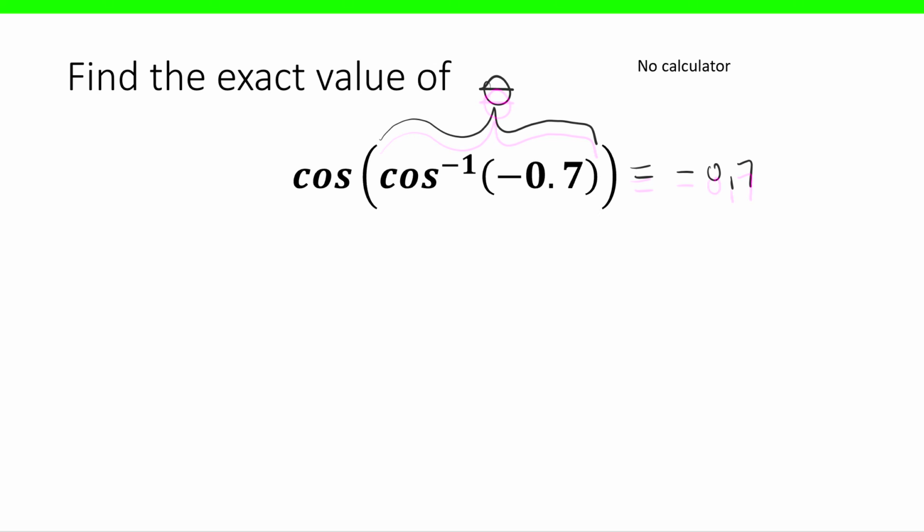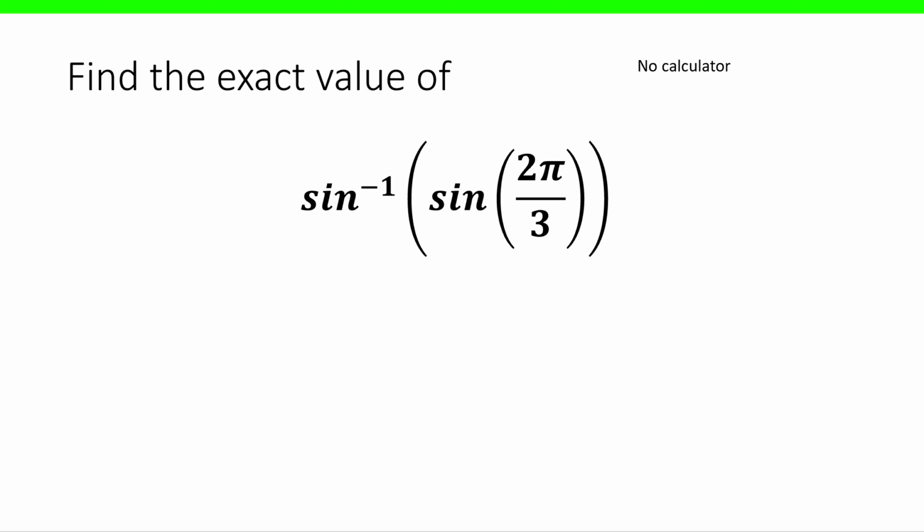Okay, this is the same deal, where essentially they cancel each other out. And this is okay because negative 0.7 is part of the range of normal cosine, right? Remember, the range of normal cosine is between negative 1 and 1, so this is within it. And additionally, this negative 0.7 is part of the domain of our inverse cosine function. So everything checks out. We're good.